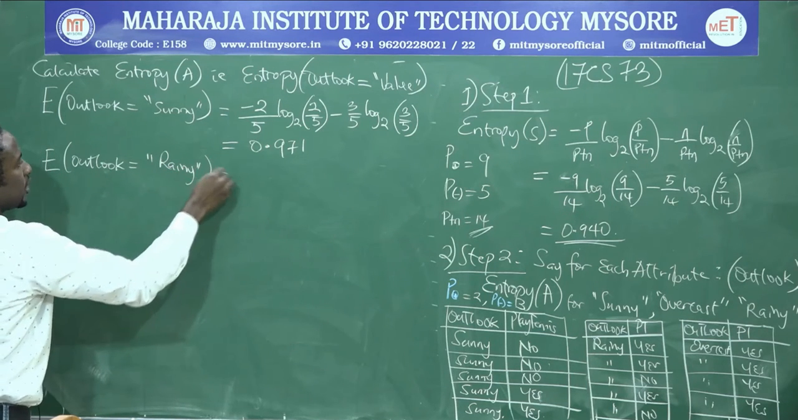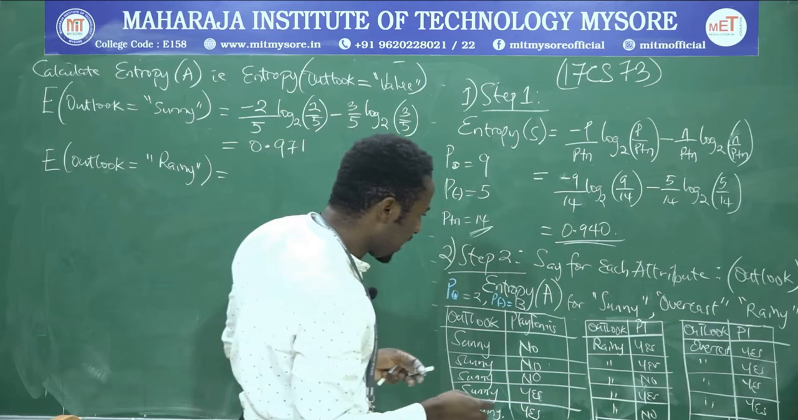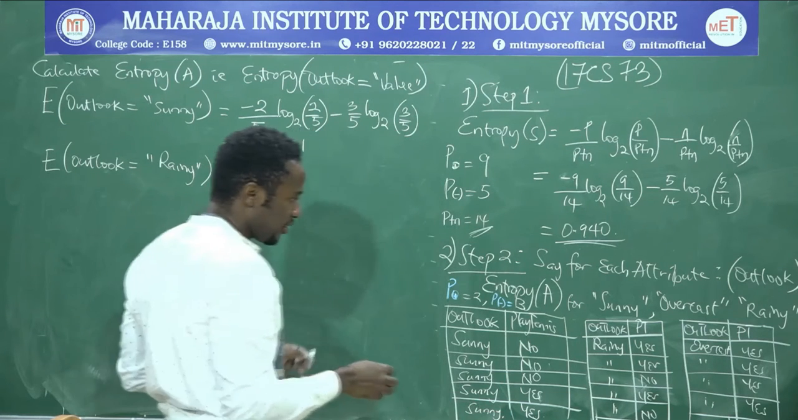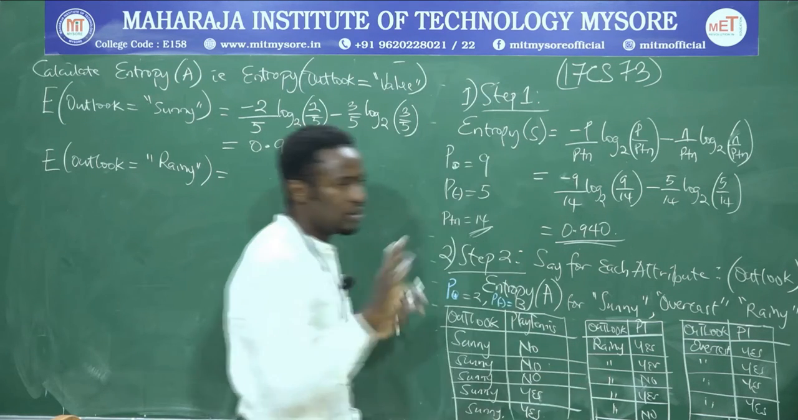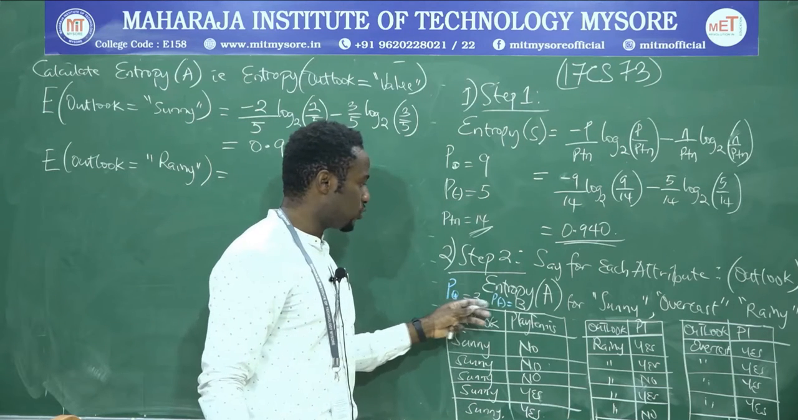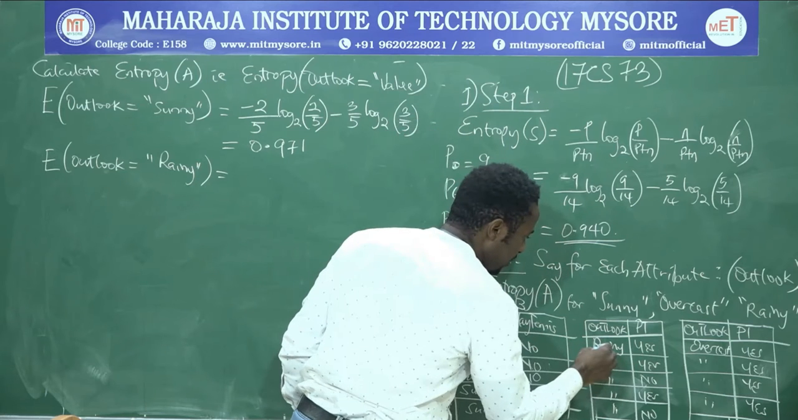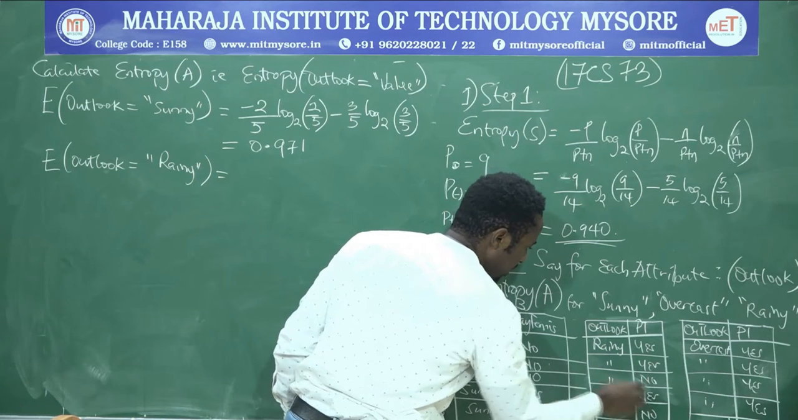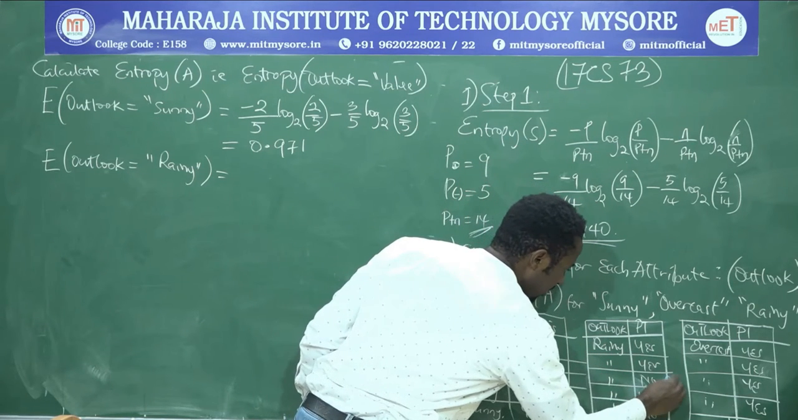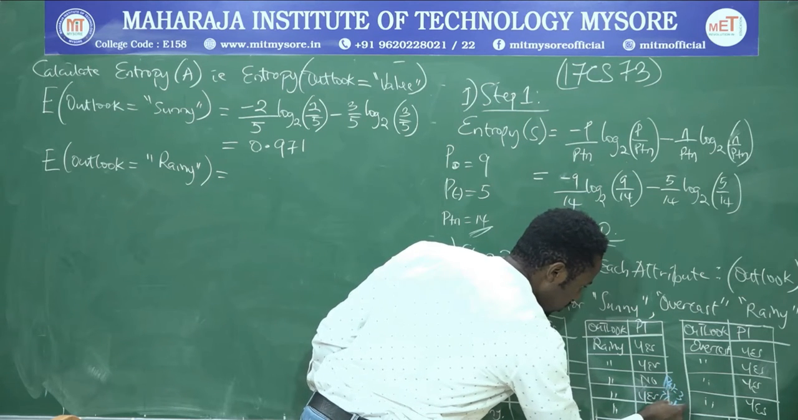Rainy. So for rainy, let's go there quickly. Positive samples are 3, negative 2. Please don't get confused now. Please look here. Here positive samples were 2, negative 3. Here is just the reverse, right? So positive samples here will be what again? P of positive is 3, P of negative is 2.